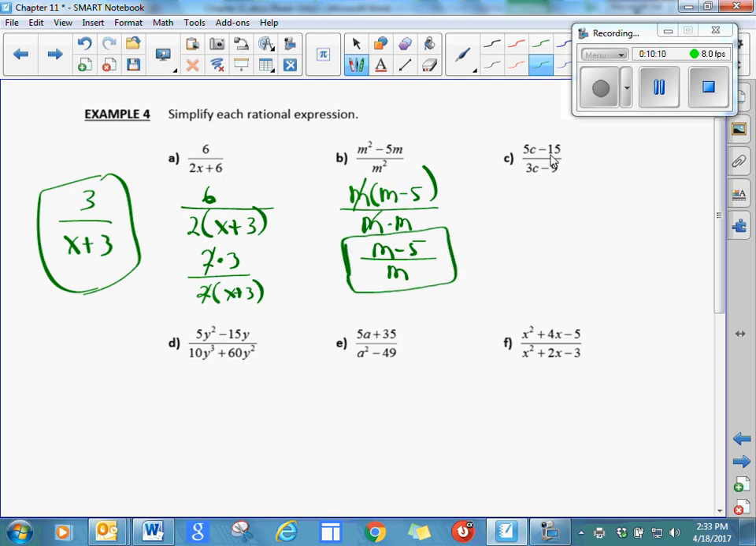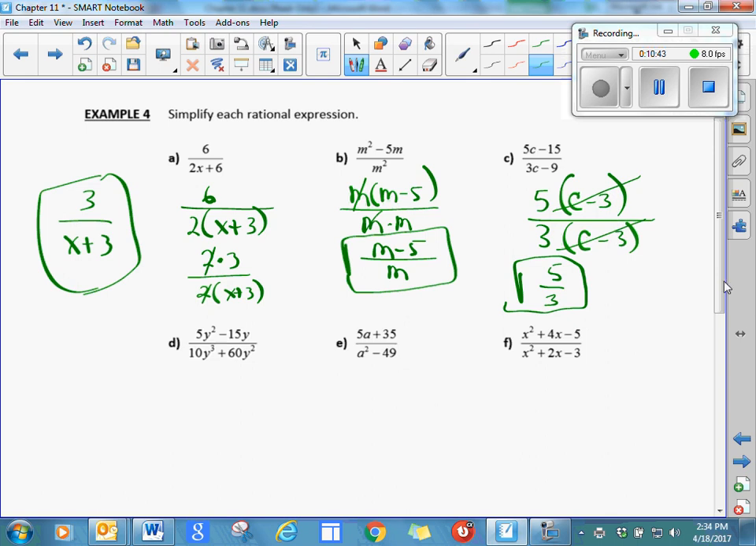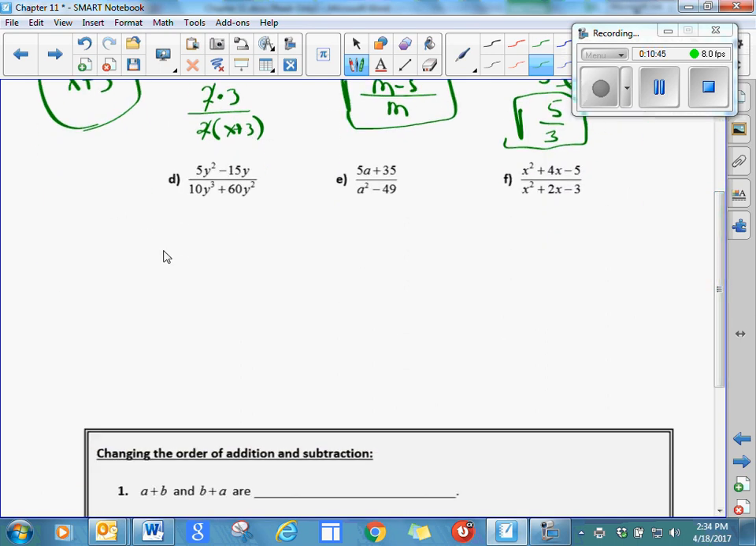Let's look at example C. What do you see? I see a 5 as a common GCF for the numerator and the denominator. And now this entire factor is the same as this entire factor, and it will cancel. And you are left with the answer of 5/3. So it doesn't matter how many terms are inside your grouping symbol, as long as they are exactly the same, they will cancel. A couple more examples on this page.